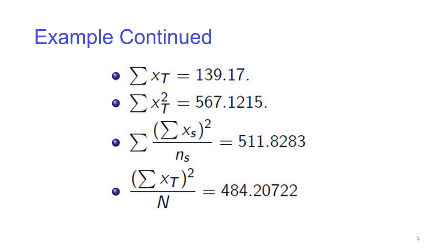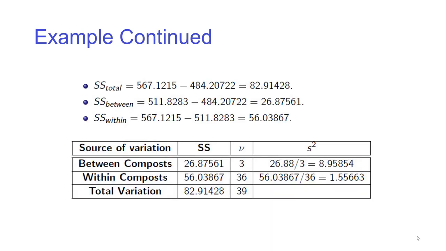So the first thing you need to do is get the sum of the x's of all of them together, the sum of the x squareds of all of them together, the sum of the x squared over the size of each of the different groups, and then the sum of the x in total divided by the total number. Then, once you've done that, you can calculate the sum of the squares of the total, the sum of the squares between, and the sum of the squares within. So, sum of the squares between the groups, sum of the squares within the groups, and the sum of the squares in total. Then you put that into what's called an ANOVA table.